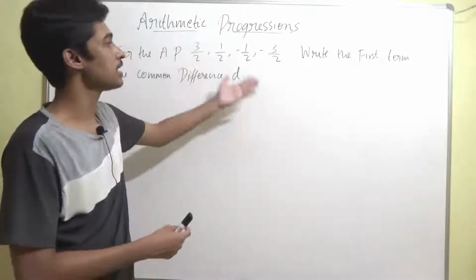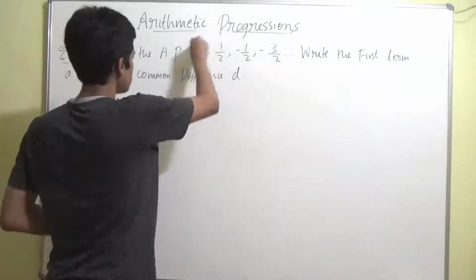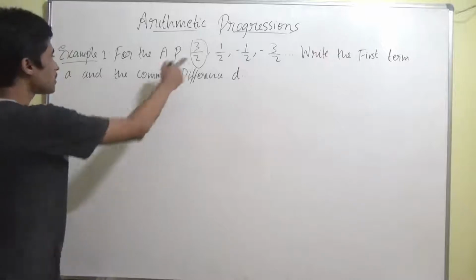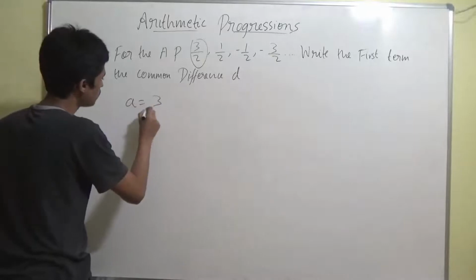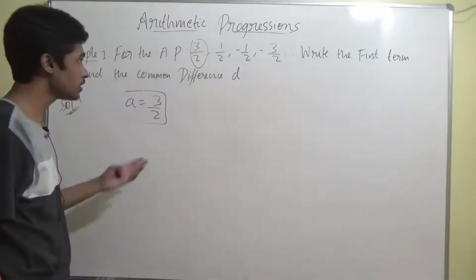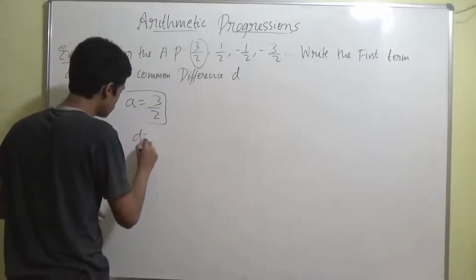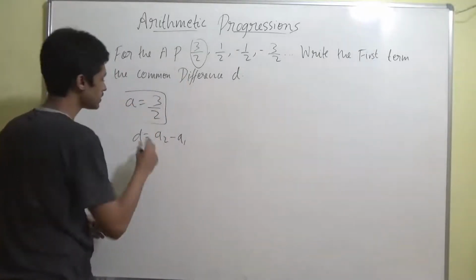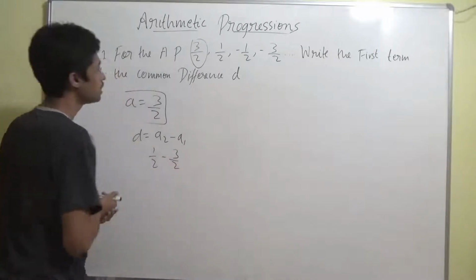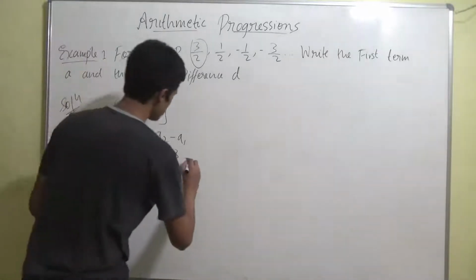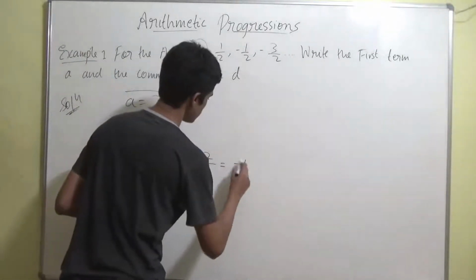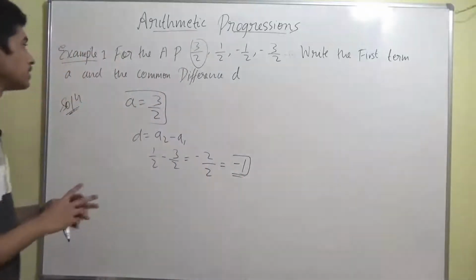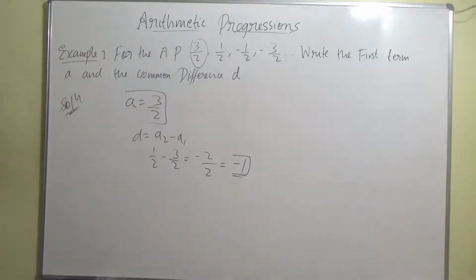The answer is here itself. They're asking what's the first term. The first term is here itself, you have to just spot it. So A is nothing but the first term of the series, that is equal to 3 by 2. Getting it, guys? So what is D? D is A2 minus A1, which in this case is 1 by 2 minus 3 by 2. If you do this, you will get minus 2 by 2, that is minus 1. So D is minus 1, guys. That's all you have to do in this question. As simple as that. Now let's go to the next example.